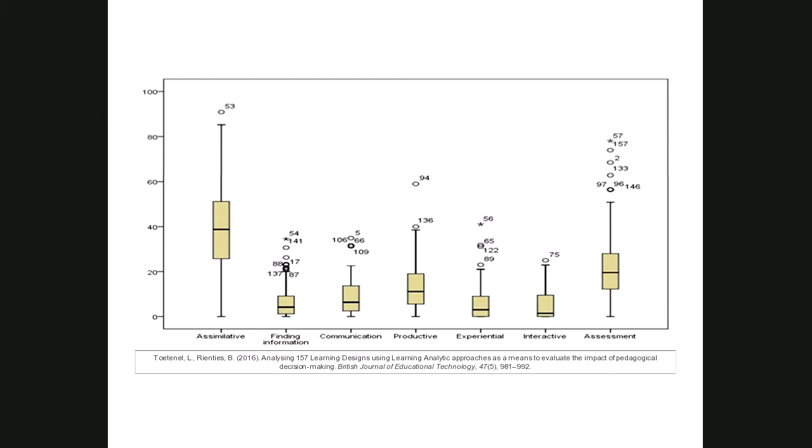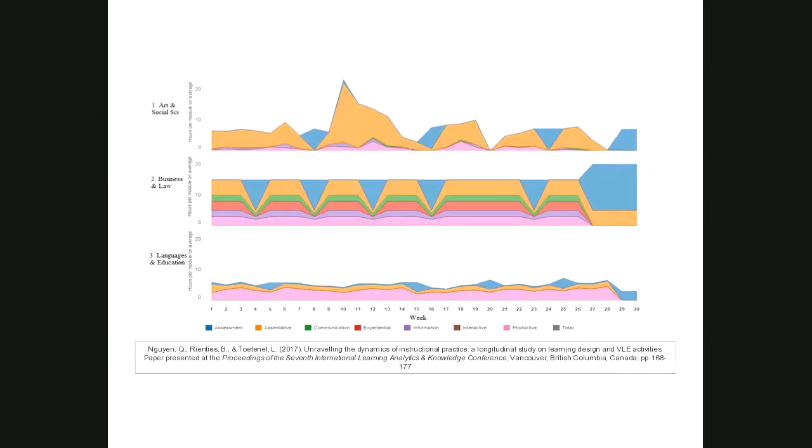So what you see here is a visualization of the weekly activities that our students are expected to do. And the yellow orangey color is assimilative activities, the blue is assessment, the pinky color is productive, and the green is communication. So just put in a vote, 1, 2, or 3. Which course would you like to study based on what you see in the course?